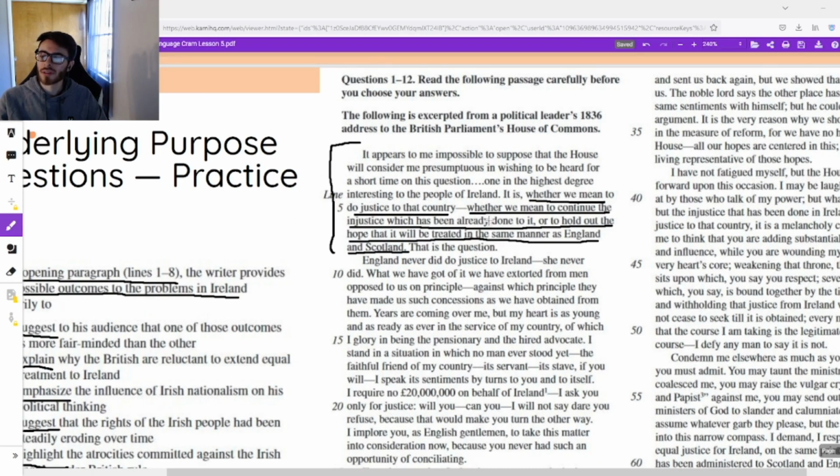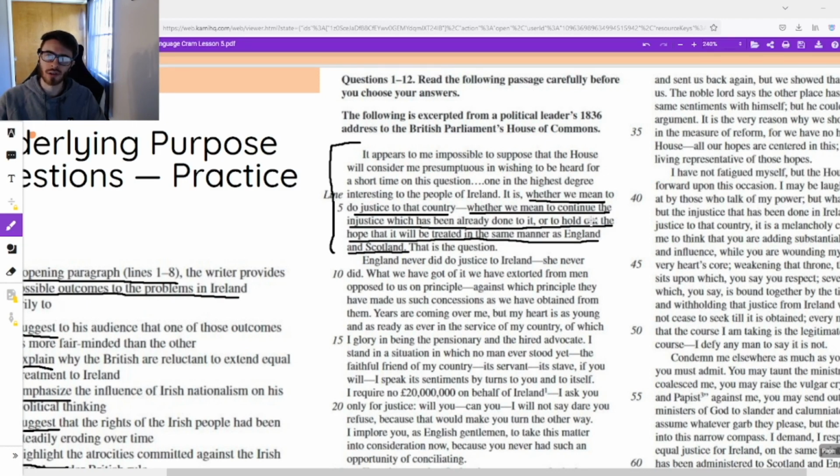So, the two possible outcomes are continuing the injustice which has already been done to it. That's one possible outcome. The other possible outcome is holding out hope that it will be treated in the same manner as England and Scotland. Those are the two outcomes here. Why does the author, in the context of this paragraph, pose these two outcomes? Why does the author provide these two outcomes?